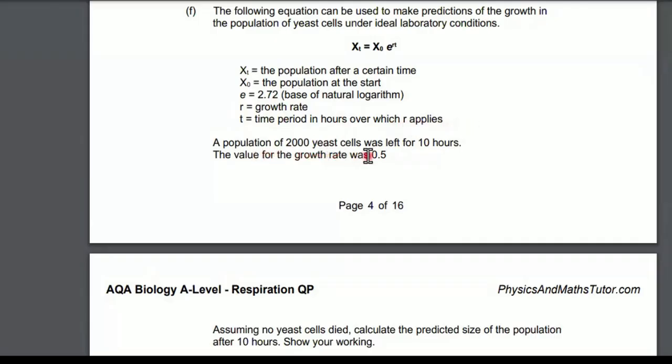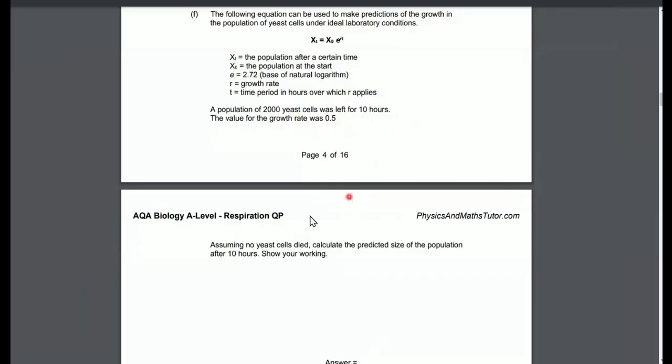A population of 2,000 yeast cells was left for 10 hours. The value for the growth rate was 0.5. Assuming no yeast cells died, calculate the predicted size of the population after 10 hours. Show your working. It's literally just plug the numbers in. So Xt is what our final answer is going to be. And all we need is x0, and that is the population at the start. So that's 2,000. So we need to smash 2,000 into the calculator.